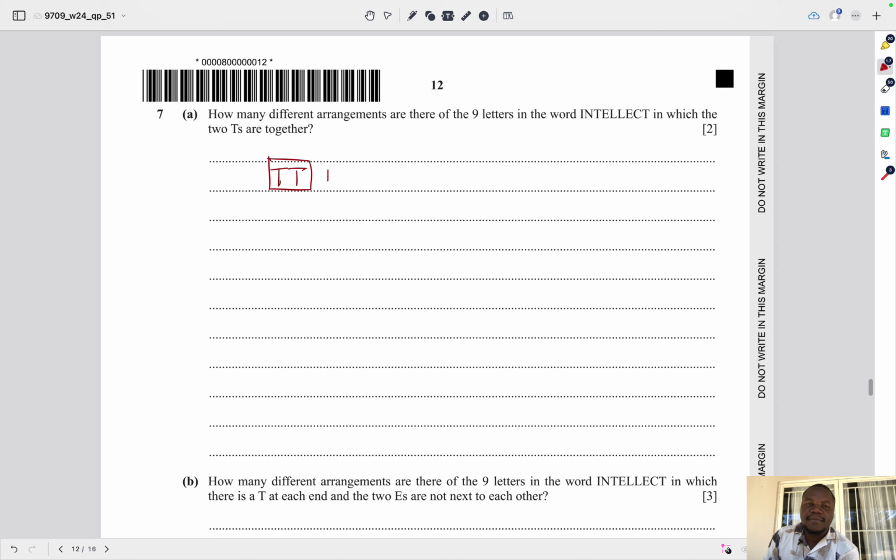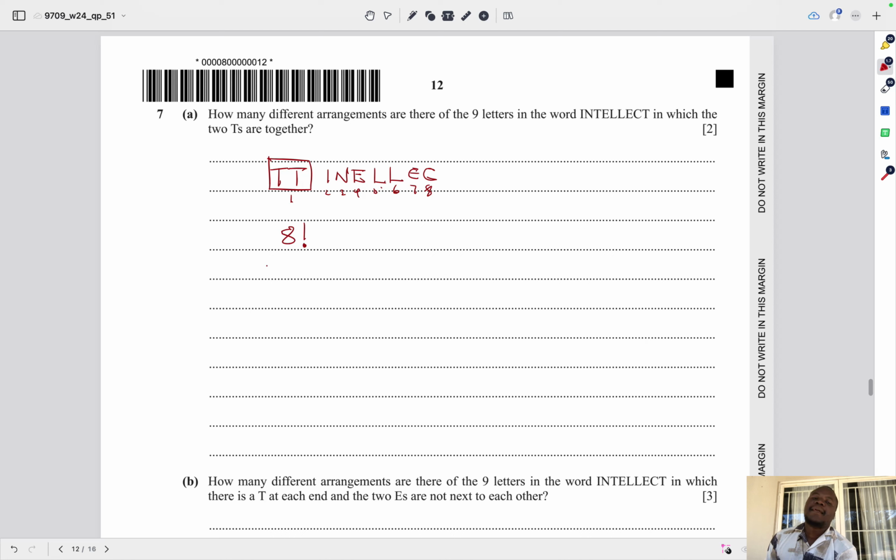And then we are going to have I, N, E, and then we've got L, L, E, C, like that. Okay. So these are the only other letters that will remain when we put the 2 T's together. So we now count the characters from there. We've got 1, 2, 3, 4, 5, 6, 7, 8. So it means we've got 8 factorial ways.